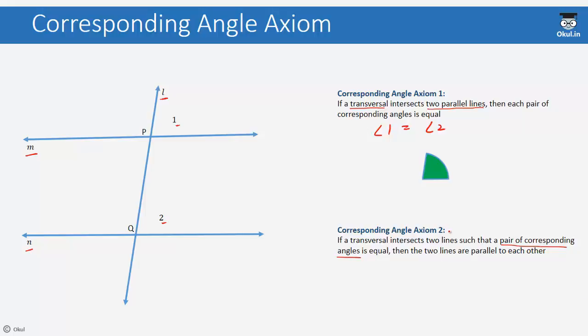So in this case, it is already given that angle 1 is equal to angle 2. Then this concludes that line M is parallel to N. So this is exactly the opposite of axiom 1, and these two axioms will be used in order to prove other important theorems.